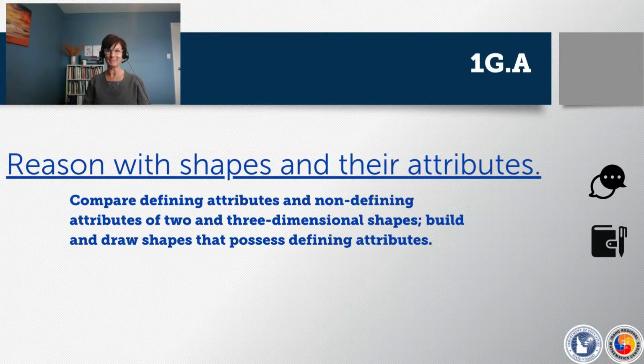We are going to be working with the standard reasoning with shapes and their attributes. And we do this by comparing defining attributes and non-defining attributes of 2 and 3-dimensional shapes, building shapes that possess those defining attributes. So before we get too much further into this, let's take a moment and think, what do you already know about shape attributes and what qualifies as a defining or non-defining attribute? Take a moment and pause, either share out your ideas or record your thoughts, and when you're ready, move on to the next slide.